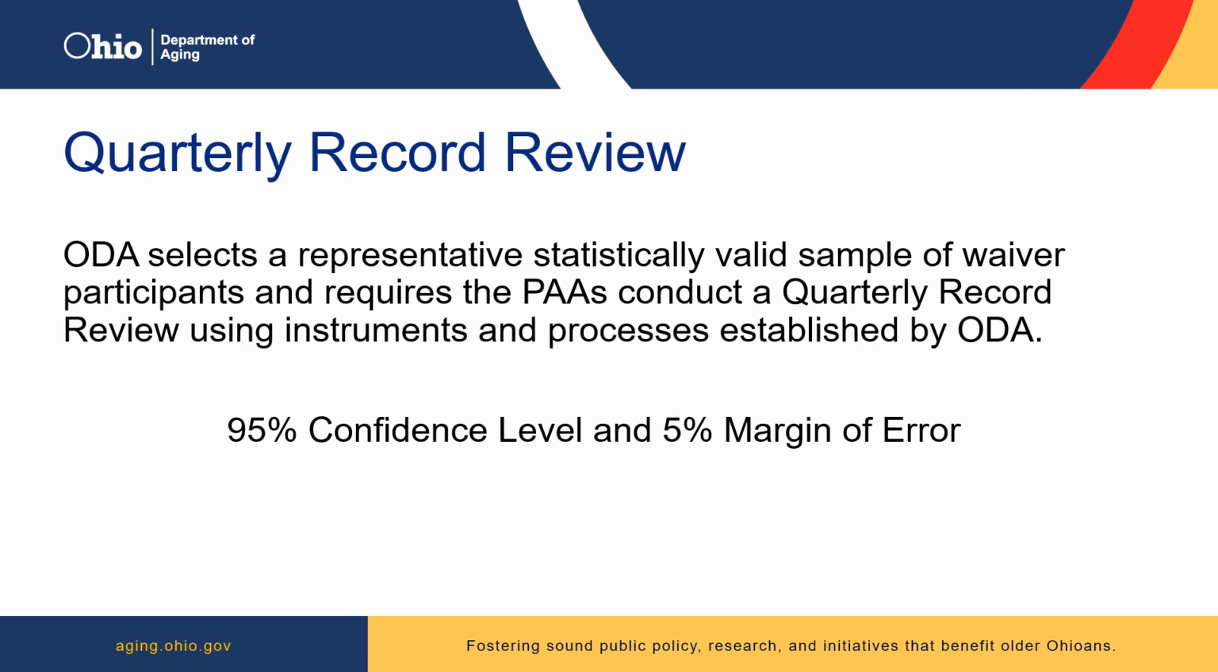For background context, it is important to know that we do not review every case that is created. Instead, we select a sample that is representative of the entire population of waiver participants. We do that using a 95% confidence level with a 5% margin of error. This is the most statistically valid sample we can use to be the most representative of the whole without looking at every case. ODA creates the sample set and shares that with partner agencies each quarter.